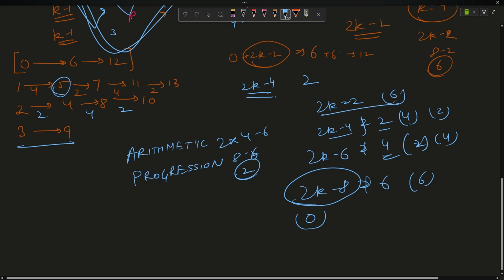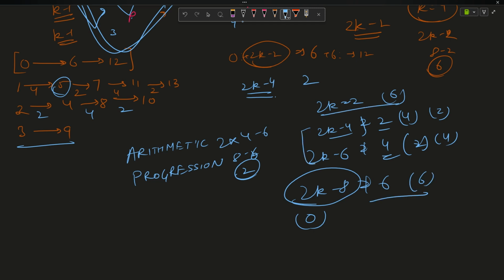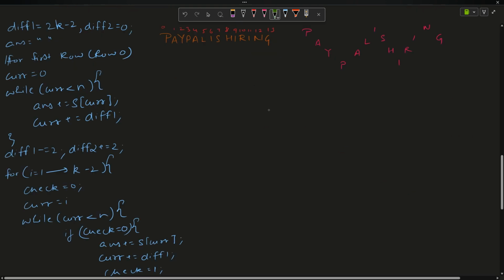That is, I have to add 6 here, I have to add 6 here, and in between, I will have to use the AP, sorry, not DP, AP. So let me write down the pseudocode, and then we will discuss how we are getting the results. So here I have written the pseudocode for all of you. What I'm doing is my first difference is 2k minus 2, where k is the number of rows.